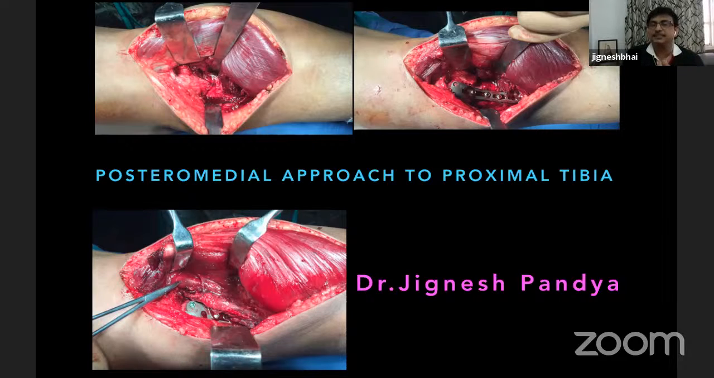And how we did it, we will see both the cases, and I will show an edited, very nice video, and I'm sure that after seeing this video everybody will be able to do it in the clinic. This is a very simple approach and there is no danger.